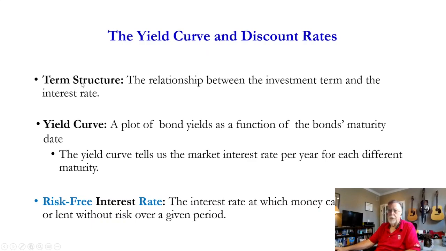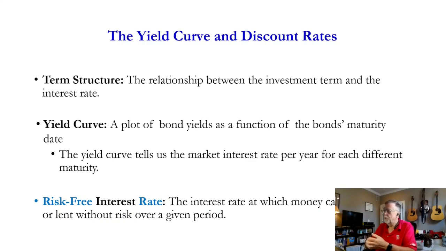There's a term structure, right? The term structure is the relationship between the investment term, which is the length of the investment, and the interest rate. That's the term structure. The yield curve plots where all these prices fall out on a graph, and it tells us the market interest rate per year, based on the maturity level.